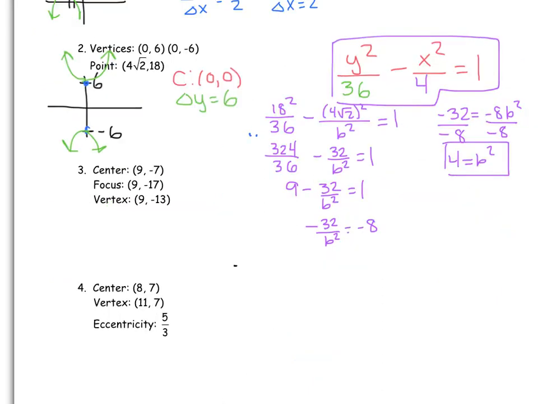Okay, the next problem is interesting too, because instead of giving you both vertices, I'm giving you one vertex happening at 9, negative 13. I'm giving you the focus happening at 9, negative 17, and the center happening at 9, negative 7. So just from this information, again, I'm going to know, because the focus is on the inside, that this is a hyperbola that opens up and down, which means y comes first. And since I know the center, I can plug in that much.